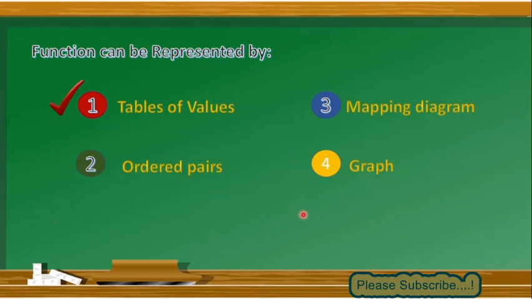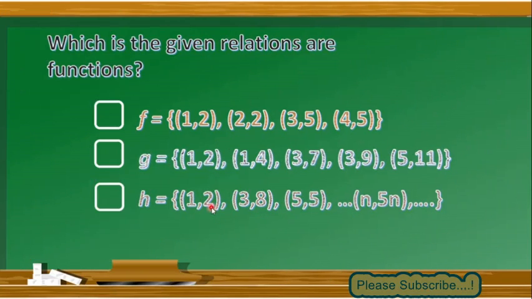Another way of representing a function is the ordered pair. The ordered pair is something like this: the set of ordered pairs named F, containing these elements. As you can see, the values of x, which are 1, 2, 3, and 4, are not repeated. So this is a function.